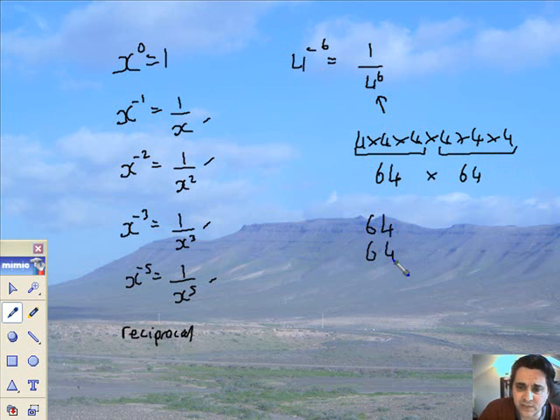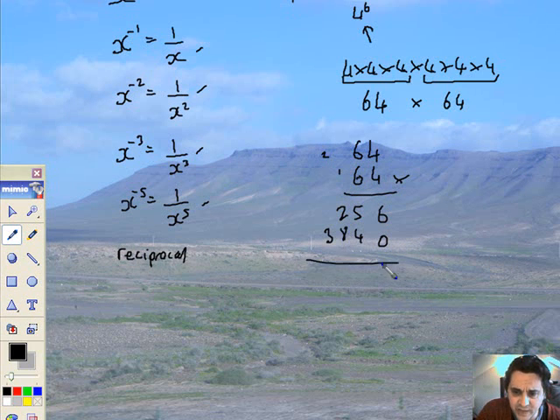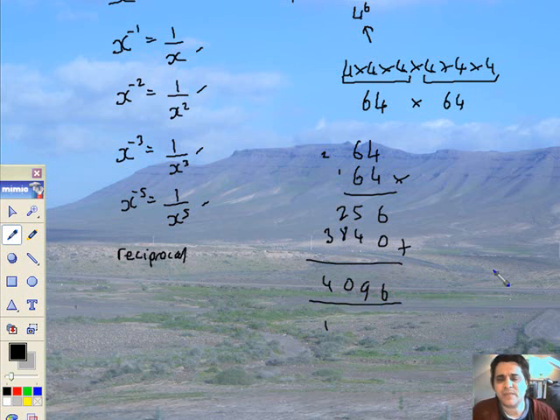So 64 times 64, good old long multiplication. 4 4s are 16. 4 6s are 24, plus 1 is 25. So 4 64s are 256. Drop an egg, put a 0 down, because now I'm going to play with the 60s. 6 4s, 24. 6 6s, 36, 37, 38. 3 8. Bam. Add the little lot up. 6, 9, 10, 4. Apparently, 4 to the power of 6 is 4096.